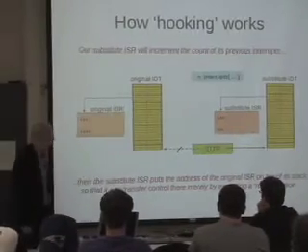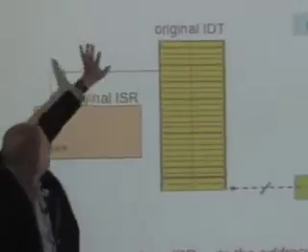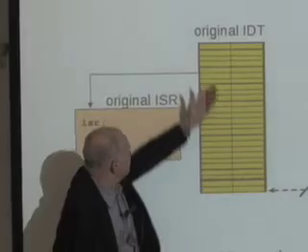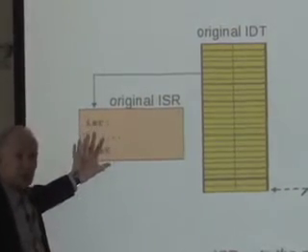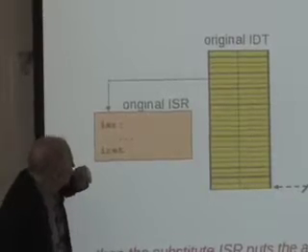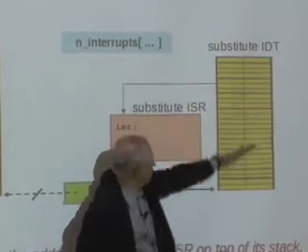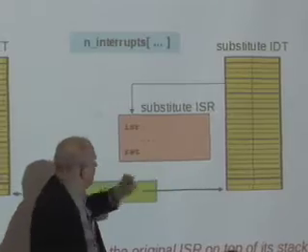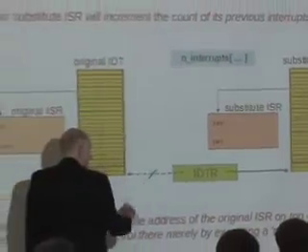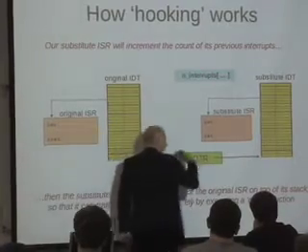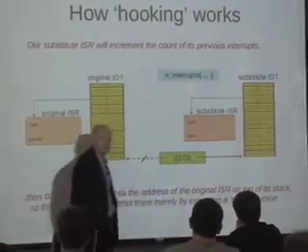Here's the idea of how the hooking works. When we boot up Linux, Linux creates an interrupt descriptor table with pointers to all its 256 interrupt service routines, interrupt handlers. Here's one of them. What we do is allocate some memory and build our own table of pointers to our own interrupt subroutines. And then, when everything's ready, we disconnect the pointer to the original interrupt descriptor table and connect it to our new table.